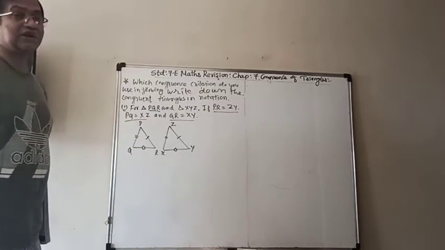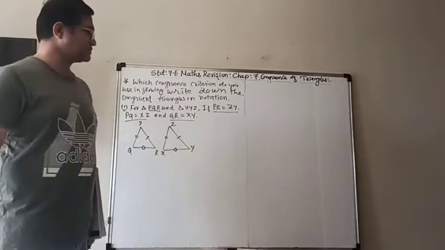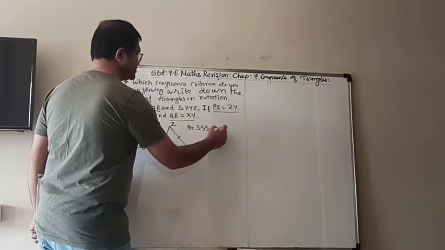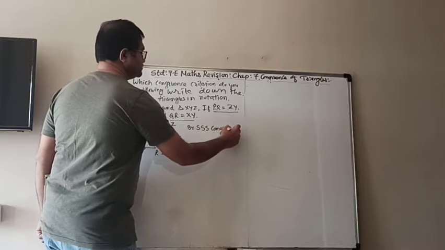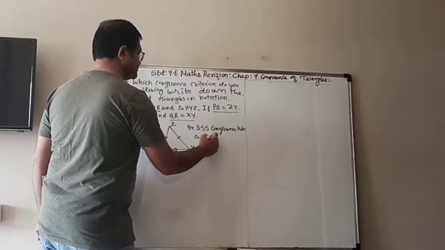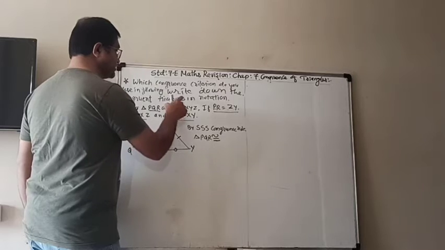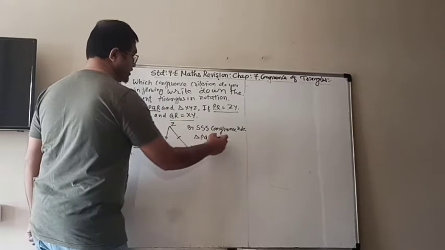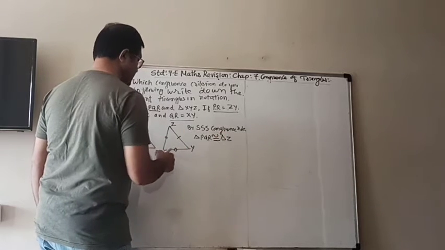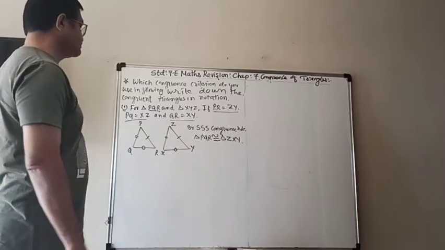So now, which criteria will you use here? Three sides obviously, S, S, S. So you can write down by S, S, S, congruence rule. Triangle PQR is congruent to triangle not XYZ but ZXY according to the given situation. So triangle ZXY. So that is very, very important.